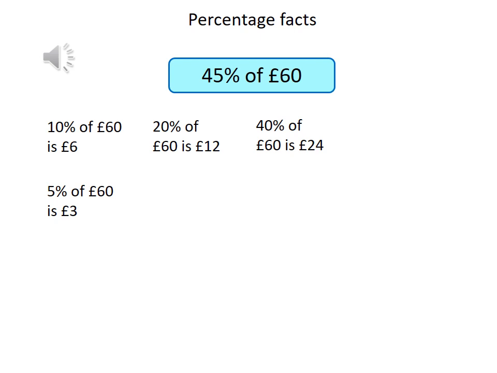We can double 10% to get 20%, and we can double again to get 40%. Or you could have started with the 10% and just multiplied by 4. To get the 5%, 5% is half of 10%. So if 10% is £6, 5% will be £3. We can then work out our final answer by adding those two together.